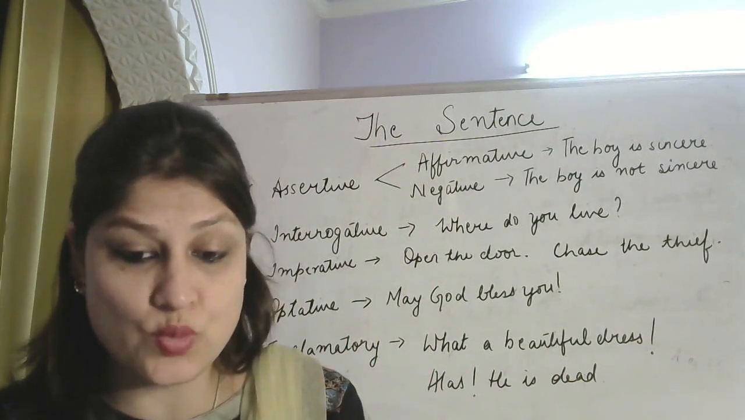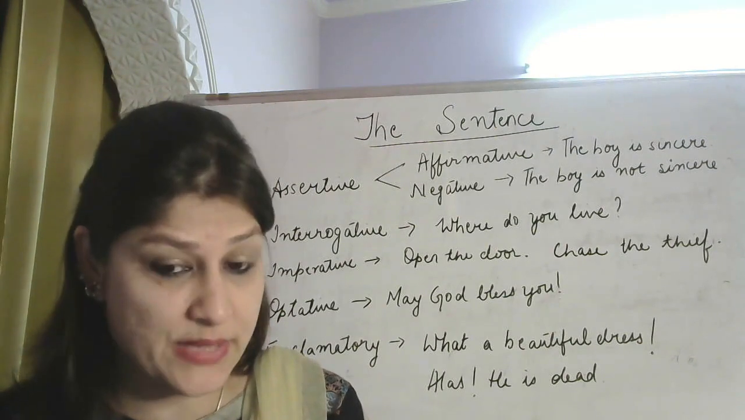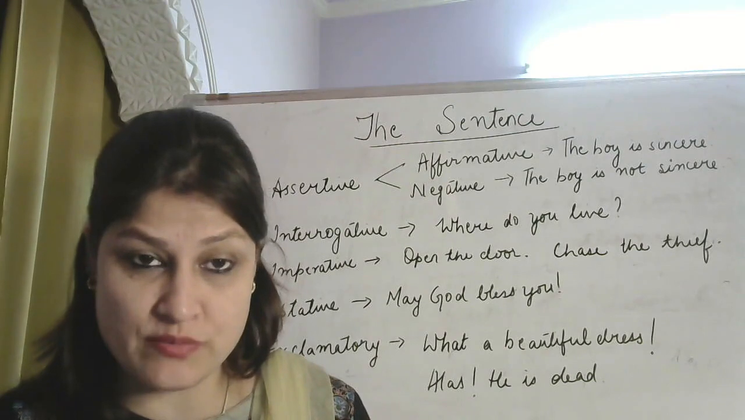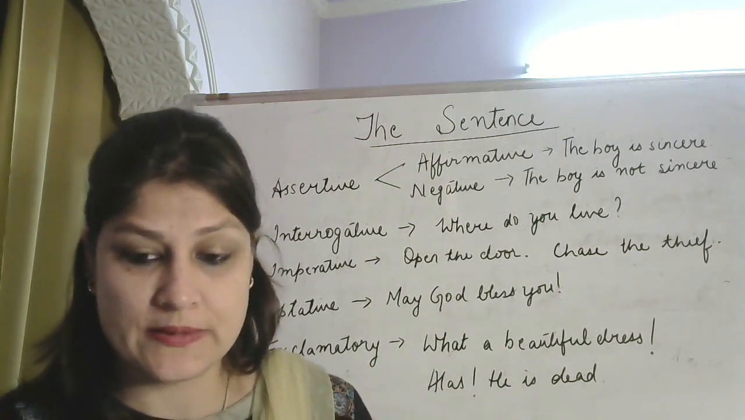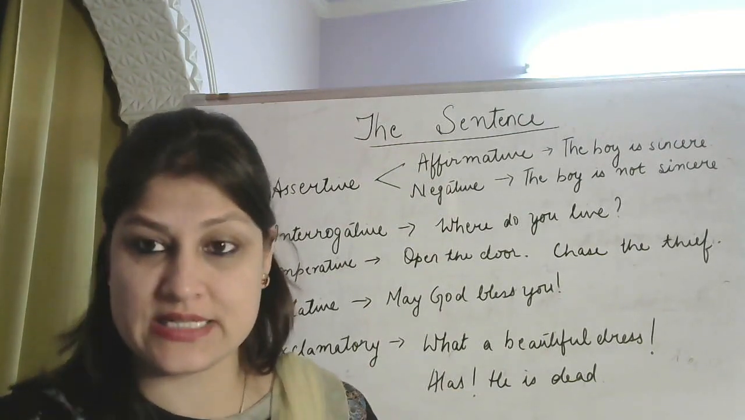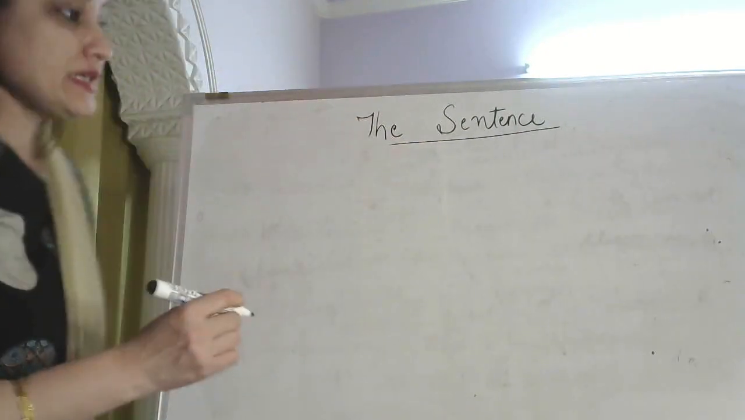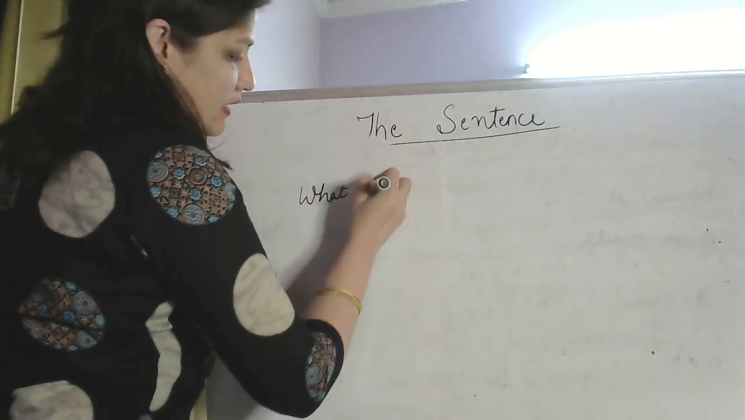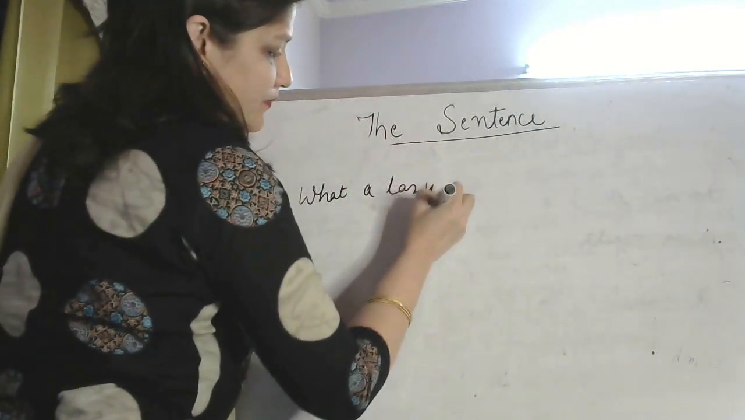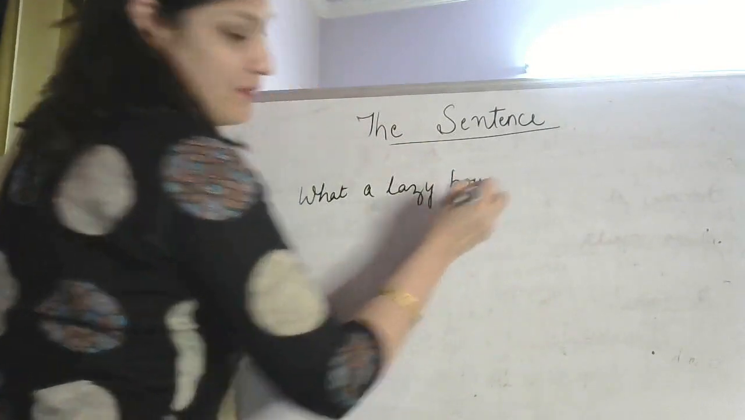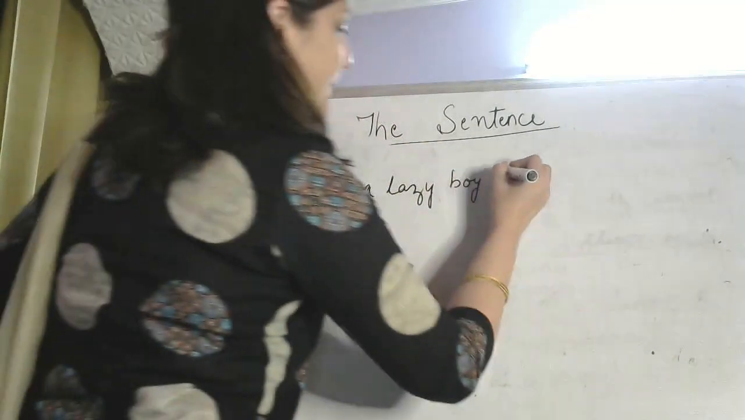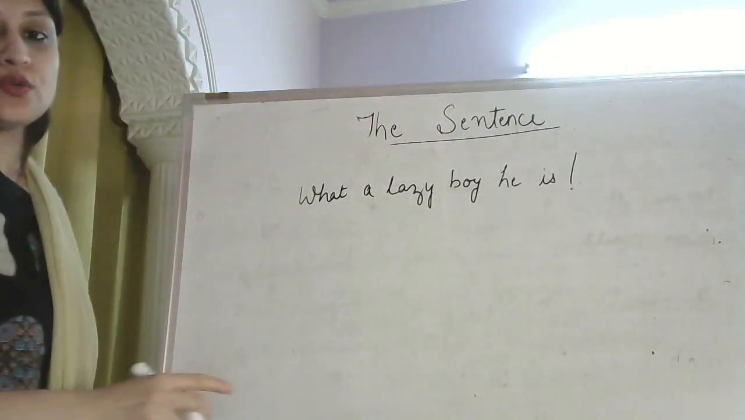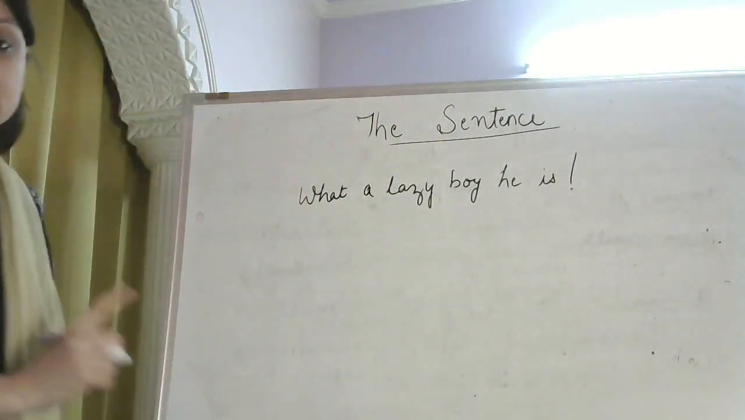They've given it here: what a lazy boy he is, exclamatory. He is a lazy boy. So we have removed the exclamatory mark and exclamatory word. I'll just write it for you and explain it. See, the sentence is, what a lazy boy he is. And there's an exclamatory mark which shows that it is an exclamatory sentence.